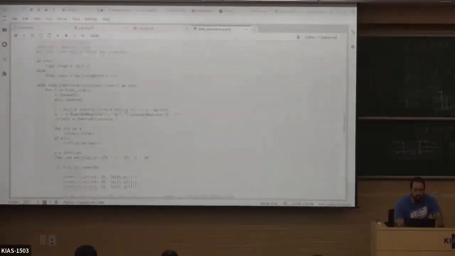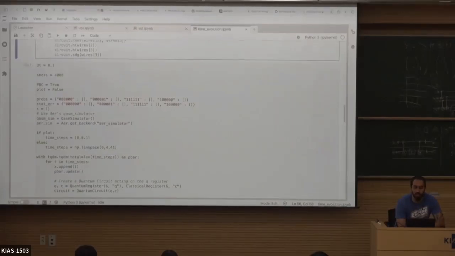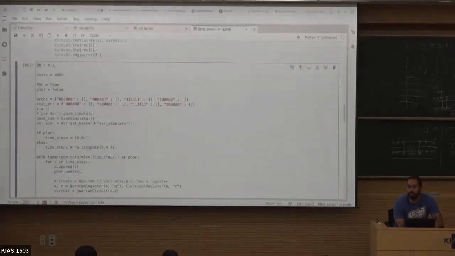If you want, I also implemented a plotting option. It will plot at every single step. So if you want to see the circuit structure, you can plot it there. Okay, so I implement this with delta t equal to 0.1. If you make this smaller, you will get a much more accurate circuit in terms of Trotterization error, obviously. But it will take longer, because delta t times n equals the time that you want to reach.